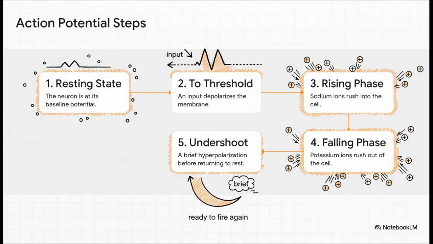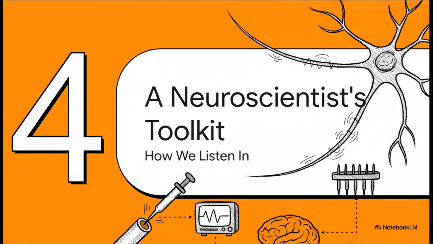So, let's just quickly recap that sequence. We start at rest, and input pushes us to threshold. That triggers the rapid rise, followed by the fall. And finally, there's that little undershoot, the refractory period, before we're back at rest and ready for the next signal. Okay, understanding the theory is one thing, but how in the world do we actually watch this happen in a living cell?